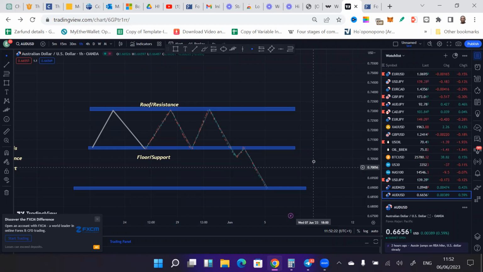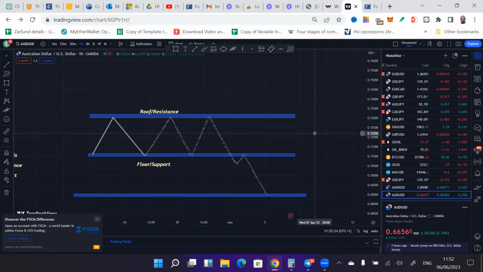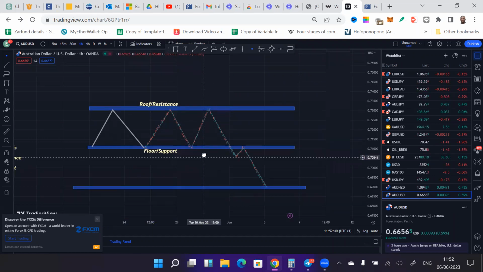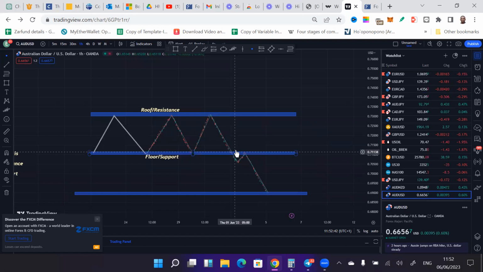But at a certain point, the floors and roofs tend to be broken. When they are broken, what happens? Price will turn that floor. Remember, this was a floor before. When price was still here, this was a floor. But at a point, the floor got broken, right? It got broken right here. So once the floor got broken, you see that price turned that floor into a roof now.